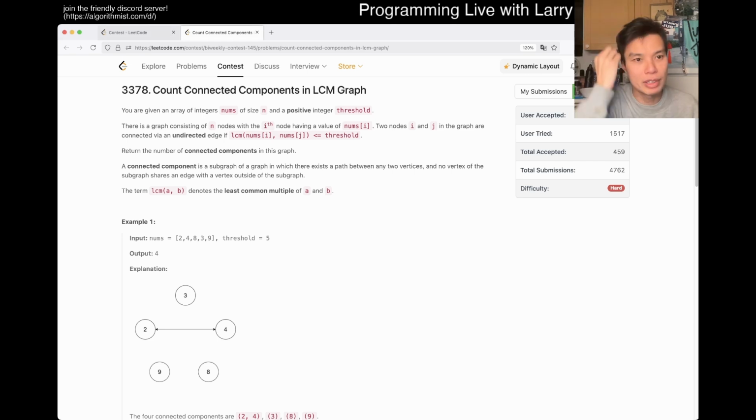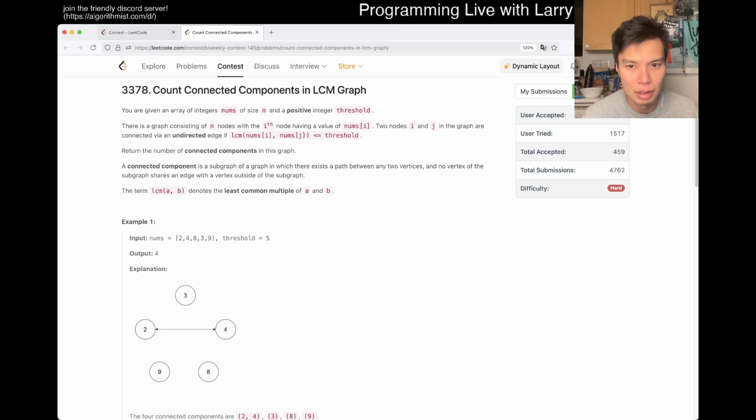3378 count connected components. Let's see. Okay, slow down. Okay, so you have integers of size n. There's a graph of n nodes. 2 nodes i and j on the graph are connected with an undirected edge. Let me reread this. I'm still tilted a little bit from Q3, so I'm not reading it. Okay, so the n nodes, the ith node has the value of nums[i]. Okay, and then 2 nodes i and j are connected if the least common multiple is less than or equal to threshold. Return the number of connected components.